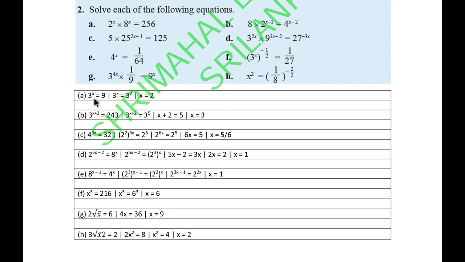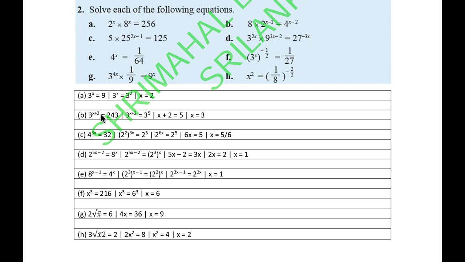The first one is 3 to the power x equals 9. We need to write 3 to the power x, so the next number should also be written in the same base. You can have any different power, that doesn't matter. You need to write everything with the same base, that is 3 to the power 2. If bases are equal, the indices should also be equal to each other, so x equals 2.